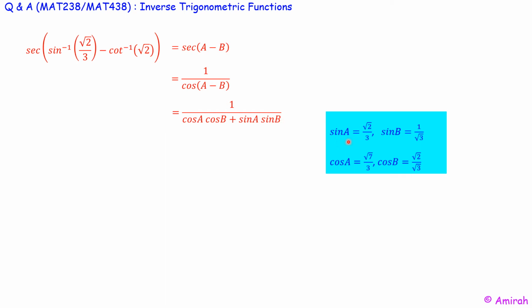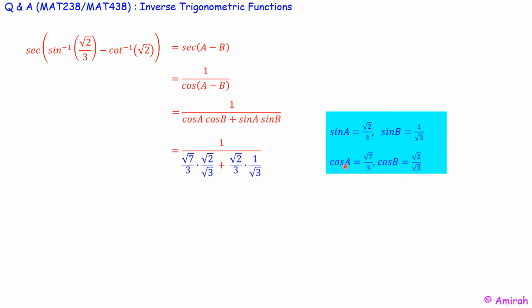We have sin A equals sqrt 2 over 3. Okay, cos A equals sqrt 7 over 3. And then we have sin B equals 1 over sqrt 3. And cos B equals sqrt 2 over sqrt 3. Okay, so we substitute here. Okay, so we have 1 over.